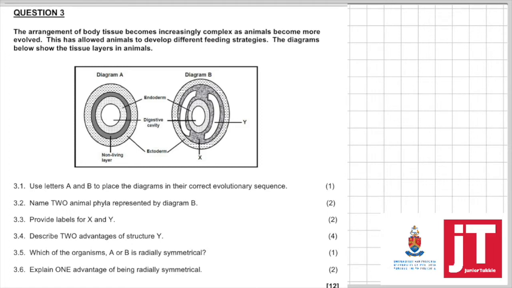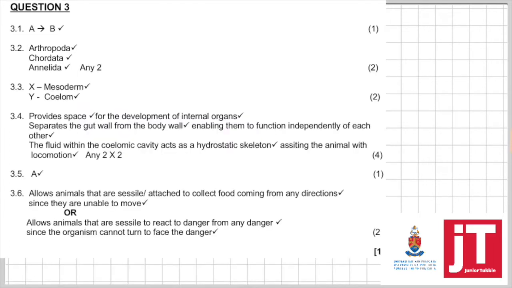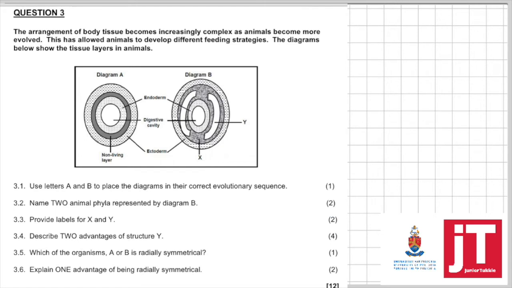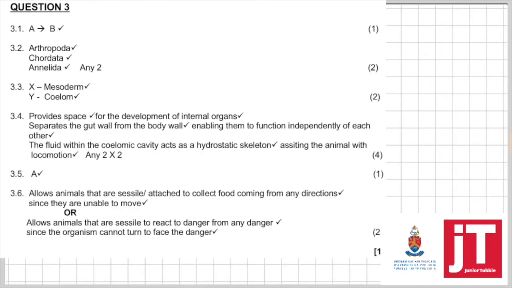3.2, name 2 animal phyla represented by B. So these are your complex organisms with a coelom. Here you could have mentioned any 2: Arthropoda, Chordata, or Annelida. Right. 3.3, provide labels for X and Y. X is the mesoderm, Y is the coelom. Right, as you can see in the memo.